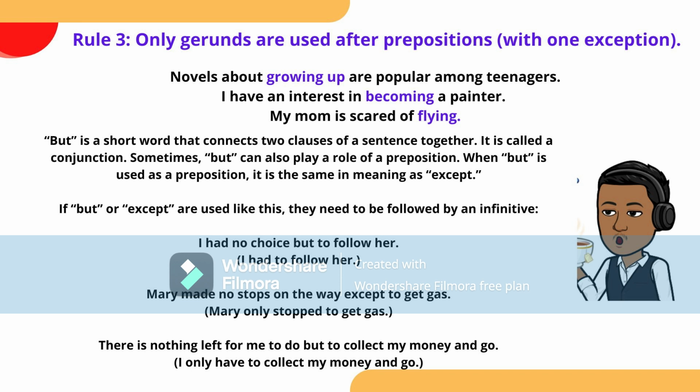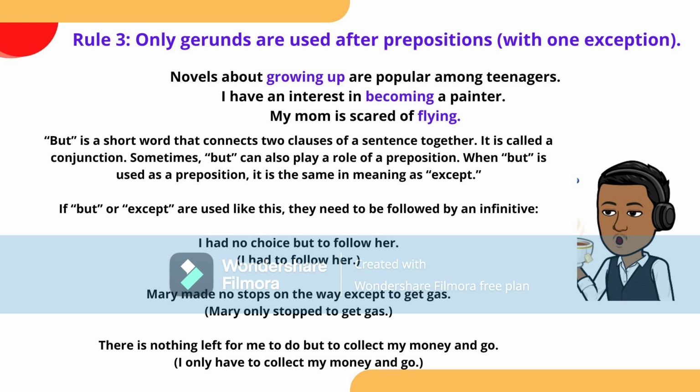But is a short word that connects two clauses of a sentence together. It is called a conjunction. Sometimes but and except also play the role of a preposition. When but is used as a preposition, it is the same in meaning as except. If but or except are used like this, they need to be followed by an infinitive. I had no choice but to follow her. Mary made no stops on the way except to get gas. There's nothing left for me to do but to collect my money and go.